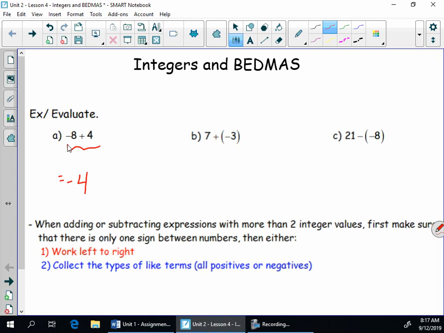The second one does need to be cleaned up. Look, we got plus minus. We don't like 7 plus minus 3. It makes no sense. So examine our signs. They're different. Put a minus sign in there. And this is just 7 minus 3, or 4. The last one here, again, we have to clean it up. I got 21 minus minus 8. We don't like that. Two of the same sign always results in a positive. And 21 and 8 makes 29.